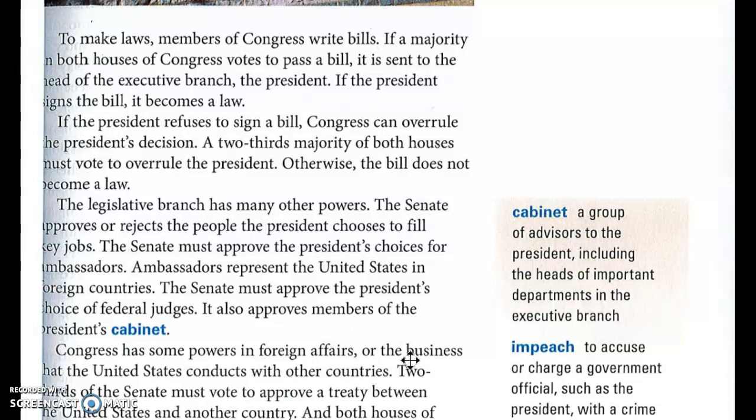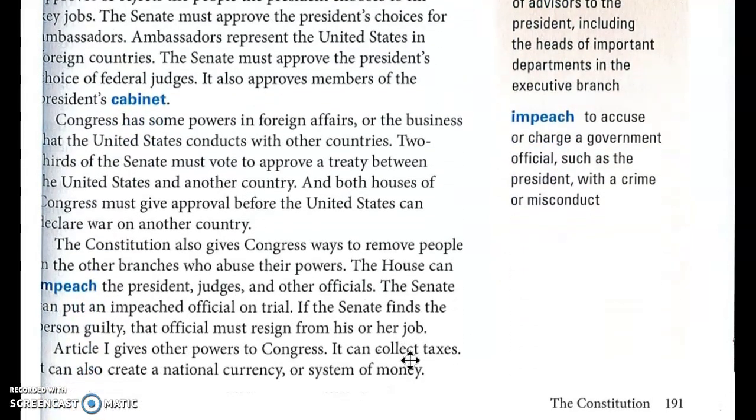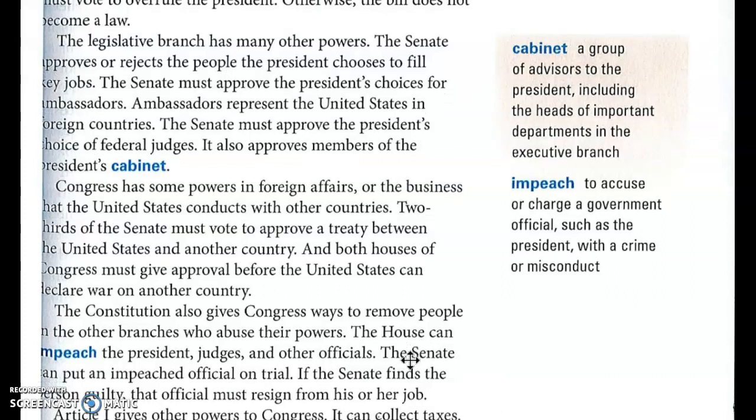The legislative branch has many other powers. The Senate approves or rejects the people the president chooses to fill key jobs. The Senate must approve the president's choices for ambassadors. Ambassadors represent the United States in foreign countries. The Senate must approve the president's choice of federal judges. It also approves members of the president's cabinet. A cabinet is a group of advisors to the president, including the heads of important departments in the executive branch.